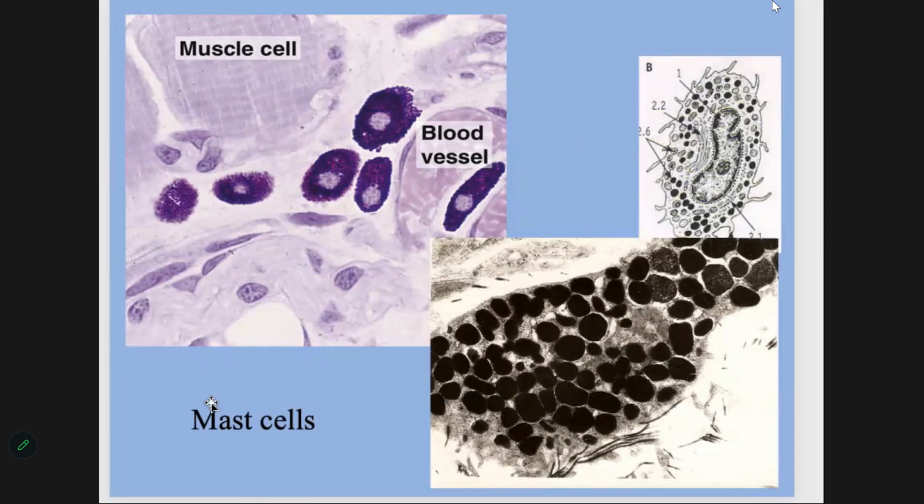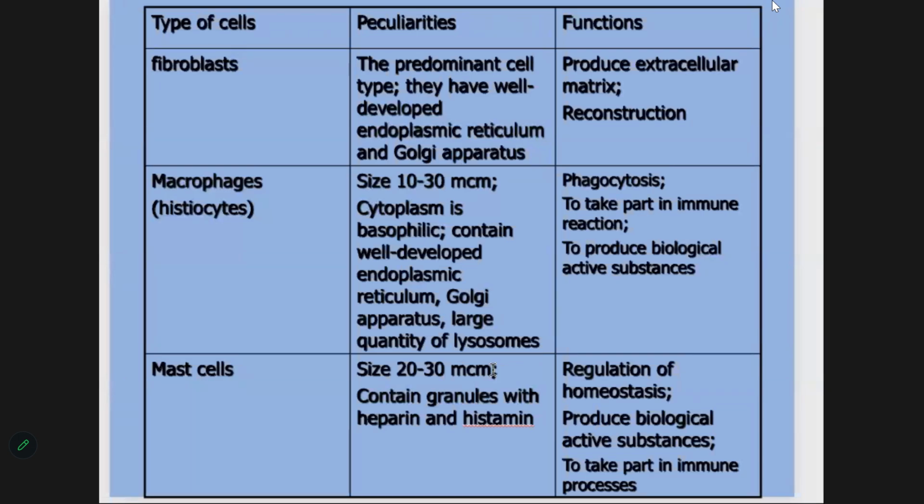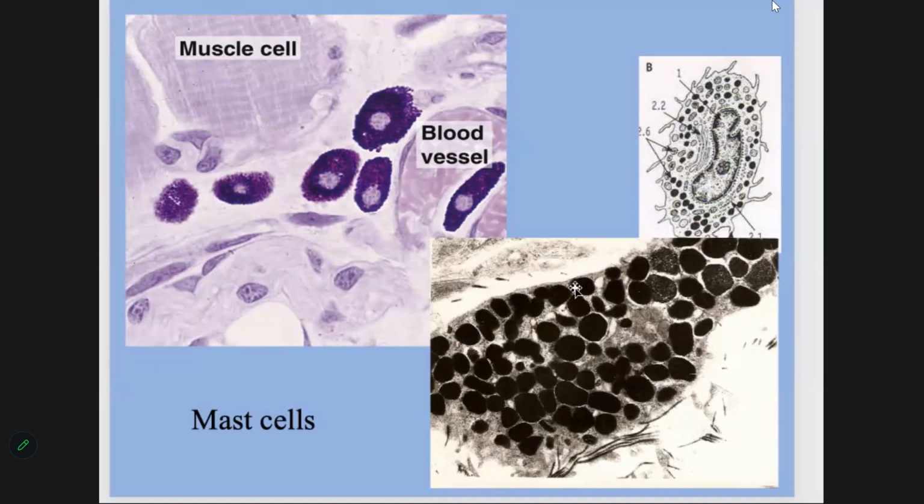Yes. So now the third type of cell in loose fibrous tissue are named mast cells, or another name, labrocytes. The size from 20 to 30 micrometers, and these cells are characterized by the presence of many granules in the cytoplasm. We can see many granules of the cytoplasm because the main function of mast cells is the production of some biological active substances. Look at this.